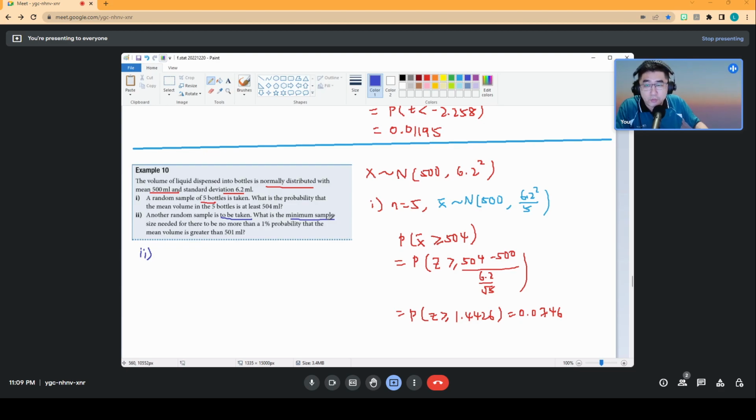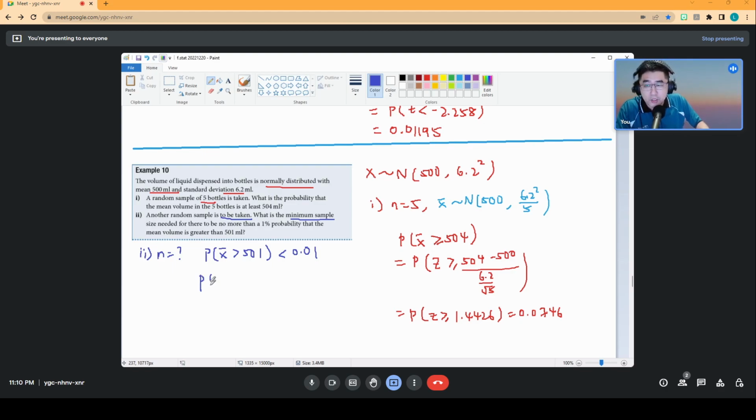Okay, then for the second question, another random sample is to be taken. What is the minimum sample size? Also, they didn't tell you the n now. This is a reverse question. We need the probability that the mean value is greater than 501 to be no more than 1%. So P of X bar greater than 501 is no more than 0.01. Okay, this is totally a reverse question. As you can see, this is a common question during exam.